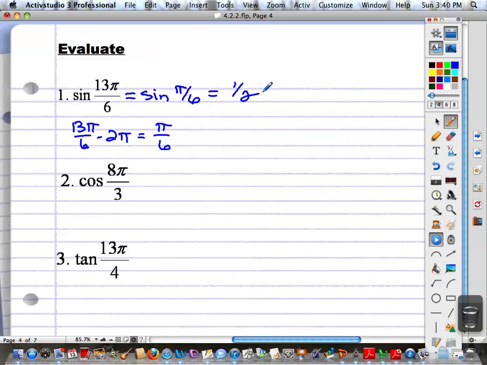So we're using those ideas of coterminal angles. We're taking an angle that's not in the first rotation around the circle, and we're relating it back to an angle that is. Because as long as they're coterminal, they're going to have the same values.